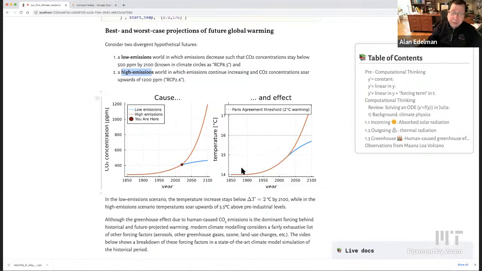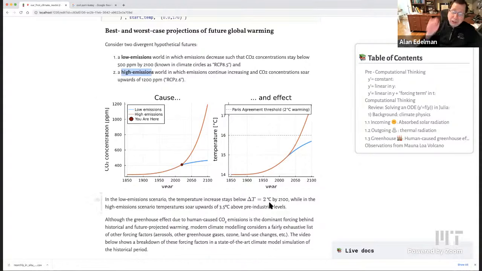And then if you solve the differential equation, you get it at the temperature. And of course, the Paris agreement, which the previous administration pulled out of, and the current administration has come back into, says that we're going to try to stay no more than 2 degrees above the pre-industrial temperatures. And so it looks like we could do it if we can keep below the 500, but not if we let loose and go up to the 1200.